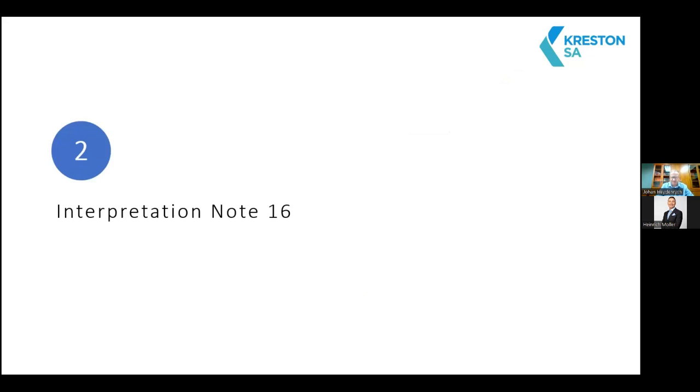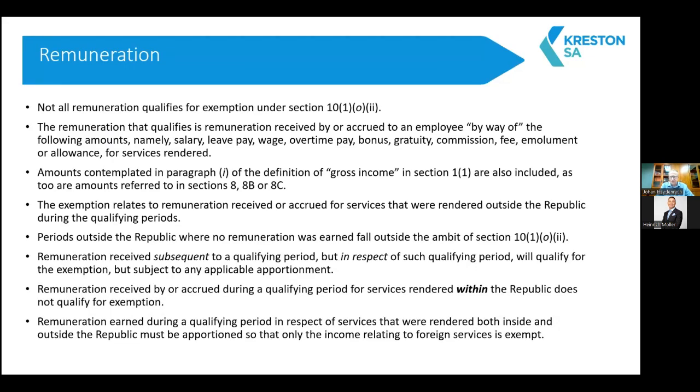Let's go and look at Interpretation Note 16. It's actually a very good interpretation note. It's got good examples. It's quite a lengthy one, so I've taken the most relevant pieces out of it. Okay, so let's just see what they say in Interpretation Note 16. Not all remuneration qualifies for exemption under section 10(1)(o)(ii). The remuneration that qualifies is your salary, leave pay, wage, overtime, bonus, gratuity, commission, fee, emoluments, and allowances for services rendered.